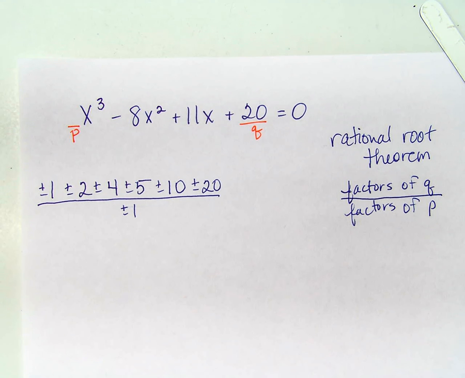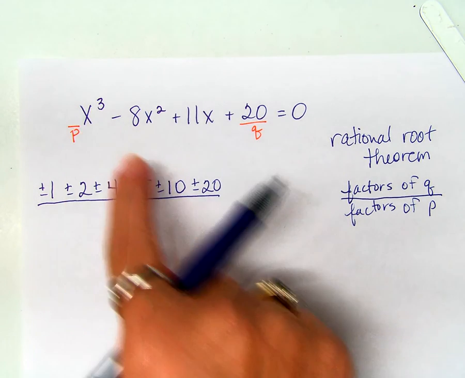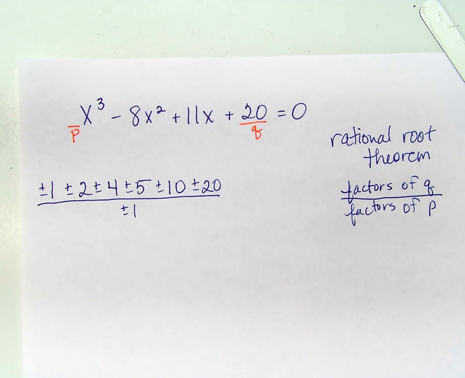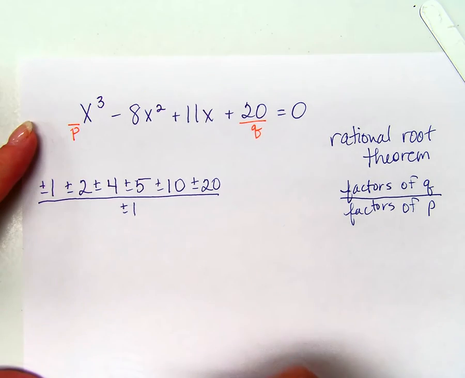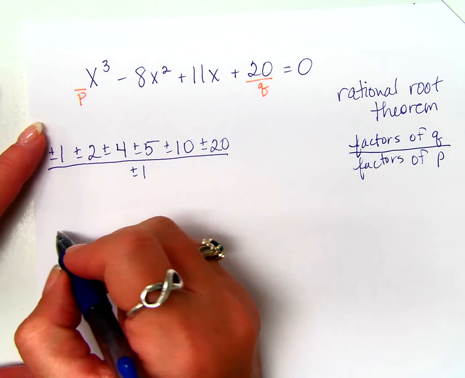So if we just start dividing these into this polynomial, what are we looking for again? A remainder of 0. That's exactly right. We're looking for a remainder of 0. So where do you want to start? What number do you want to start with? Negative 20? Okay, negative 20.